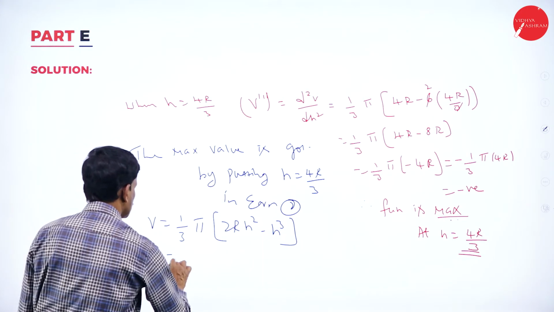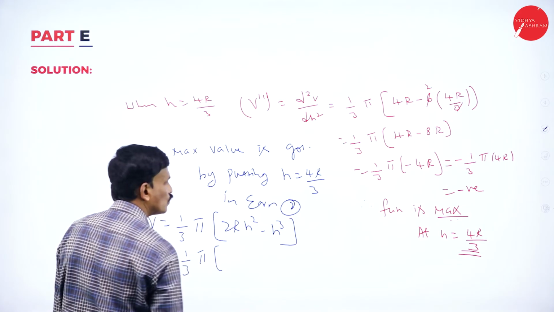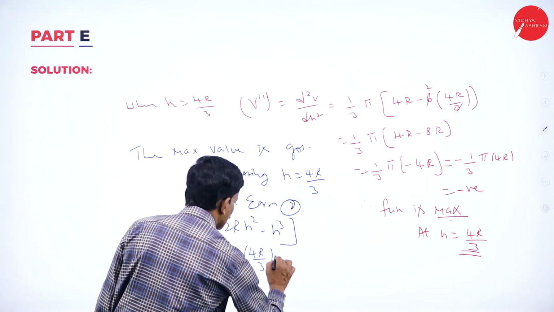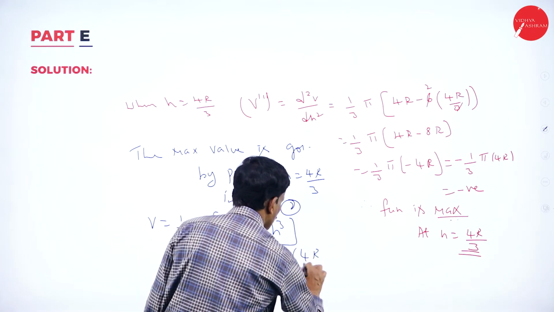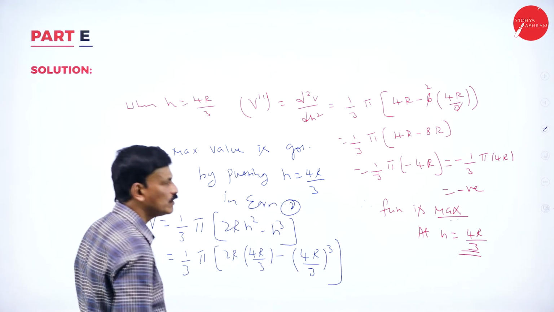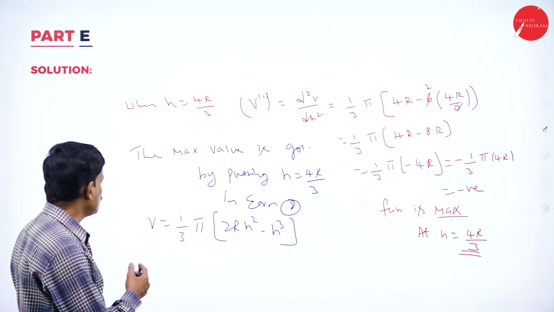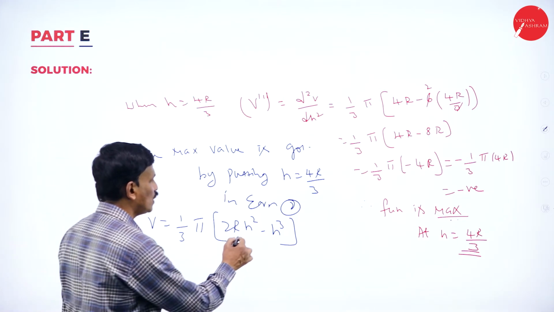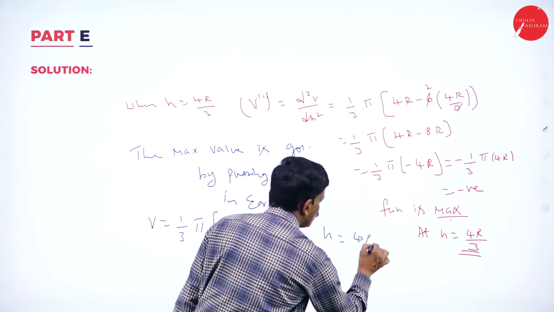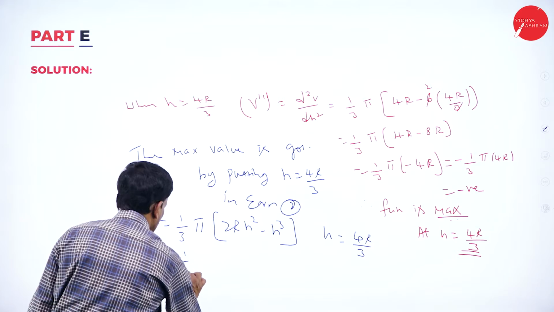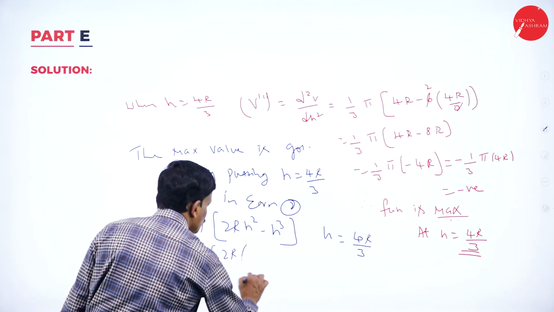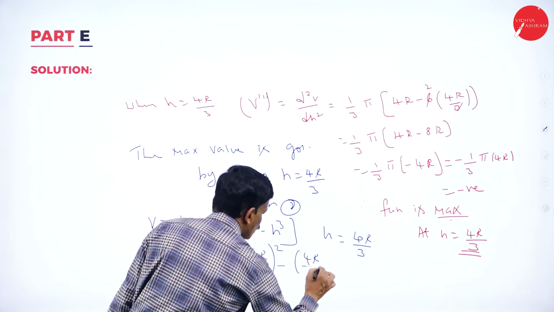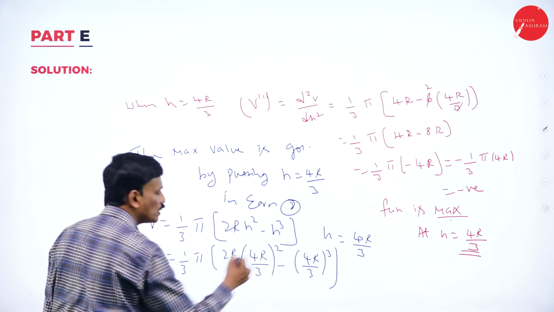So this is 1 over 3 times pi into, what is h? 2r into h, which is 4r by 3, whole square, minus h cube, which is 4r by 3 whole cube. If you simplify, you will get the answer. So what is V? V is equal to 1 over 3 pi times 2r h square minus h cube. Just substitute the value of h. H is equal to 4r by 3. It is square and cube.